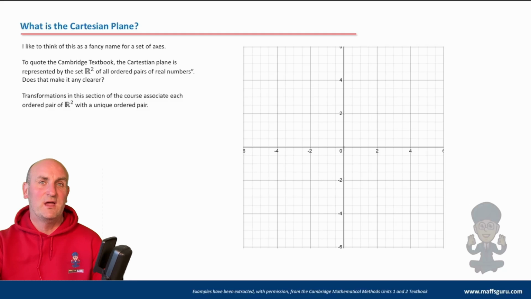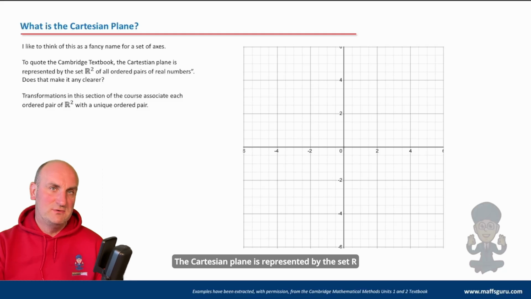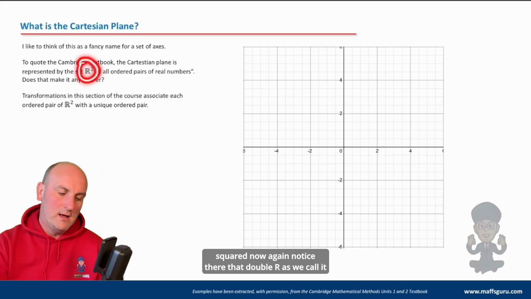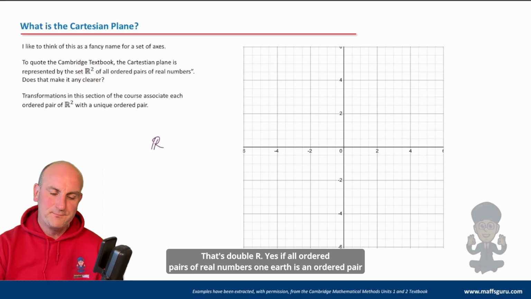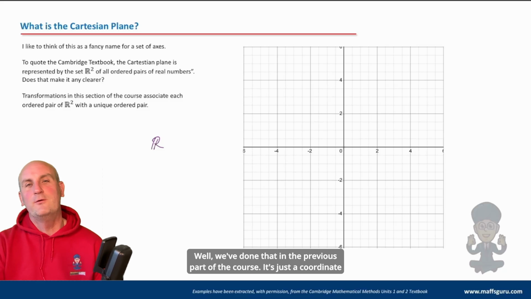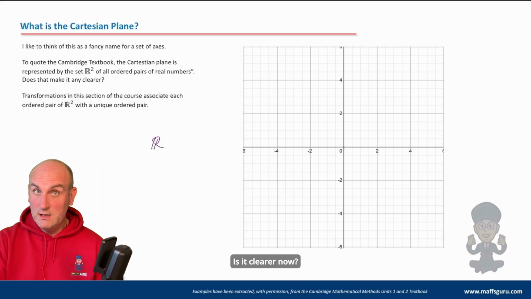It's a great textbook. The Cartesian plane is represented by the set R squared. Now again, notice that double R, as we call it. That's double R, of all ordered pairs of real numbers. What on earth is an ordered pair? Well, we've done that in the previous part of the course. It's just a coordinate. Is it clearer now?